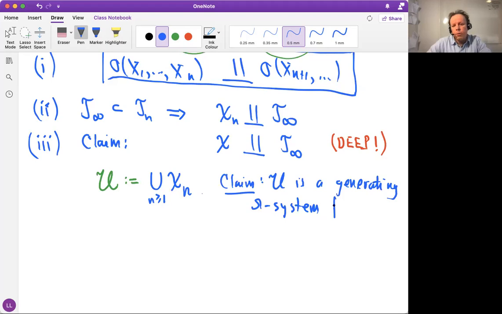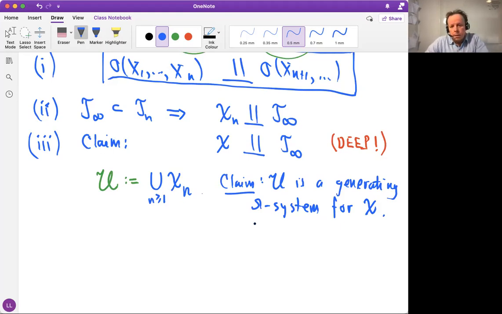System for what? For X. Note that U is not a sigma algebra in general. So we have sigma algebras, we have a union of sigma algebras. U is not in general a sigma algebra. But U is a pi system. That should be easy to check.